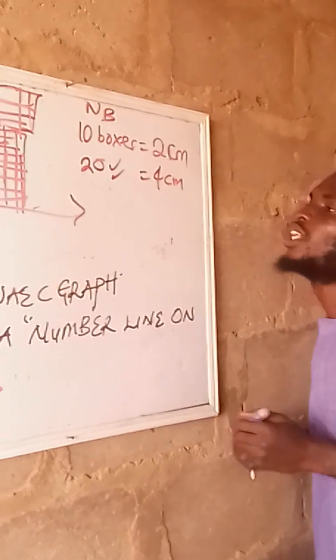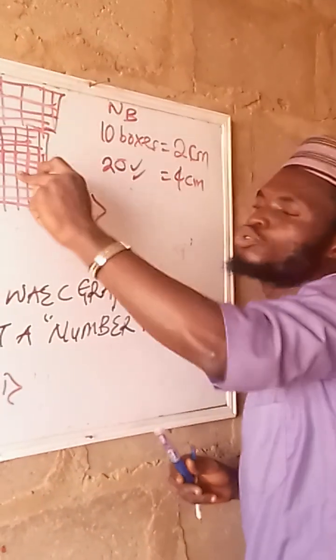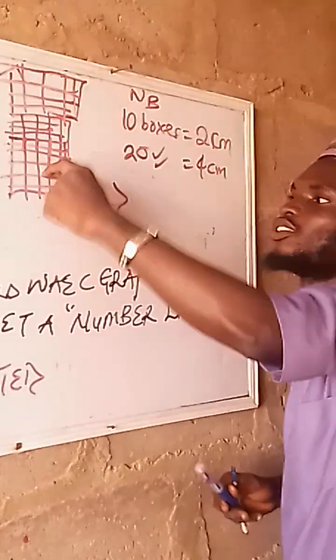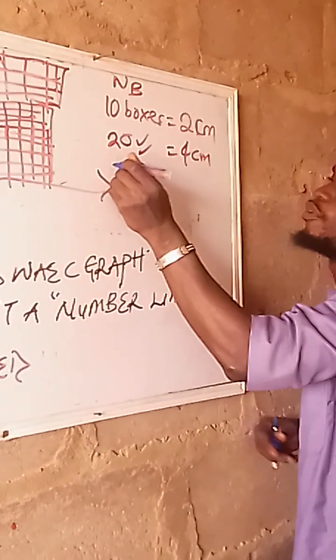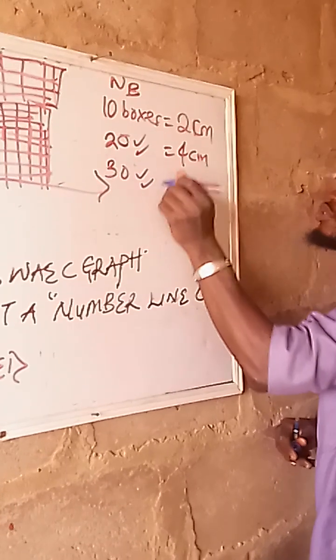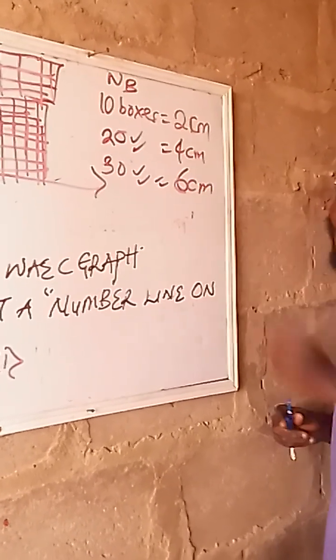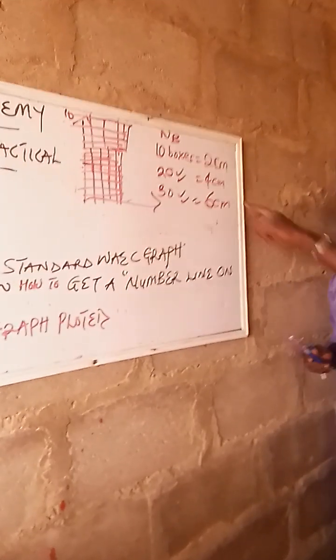We are going to use it. Now, if your friend decided to start with another 10, adding another 10, making how many boxes? 30 boxes. That will give us what now? Just the difference of 2. It will be 6 centimeters. We need that on both the vertical axis and the horizontal axis. Hope you have gotten this.